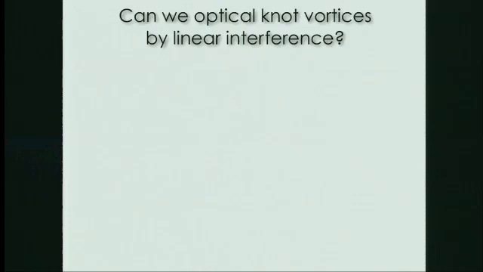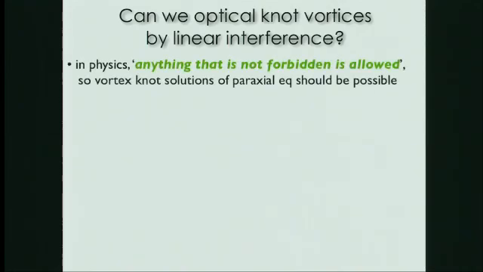So the question is, can we optically knot vortices by linear interference? One of the rules of thumb in physics is, of course, anything that is not forbidden is allowed, but that doesn't tell you how to do it. So we expect that we should be able to do it, but how do we do it?